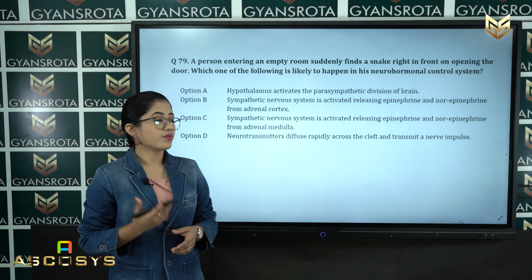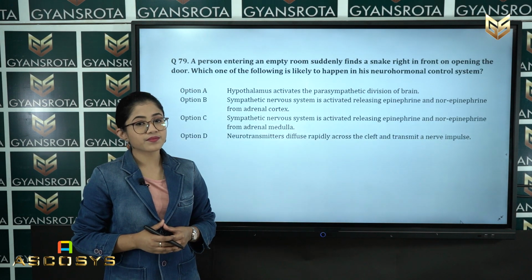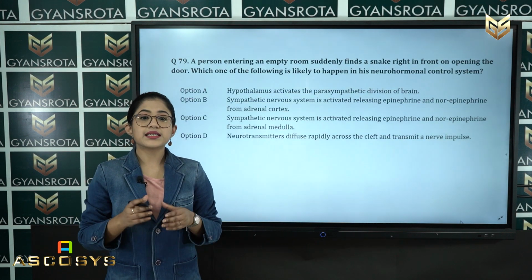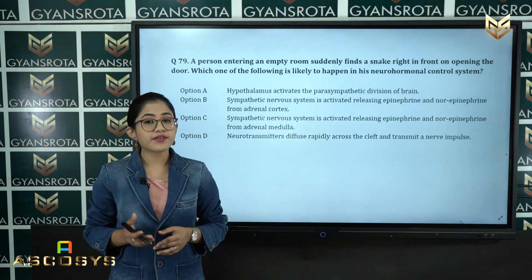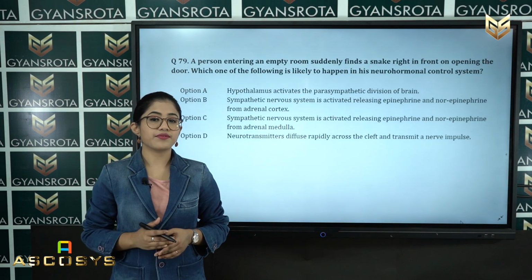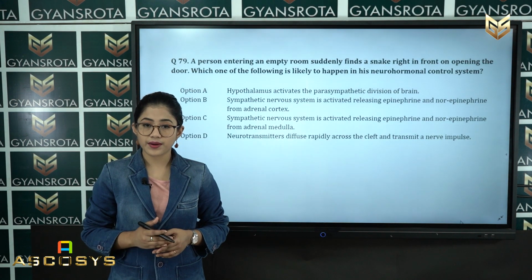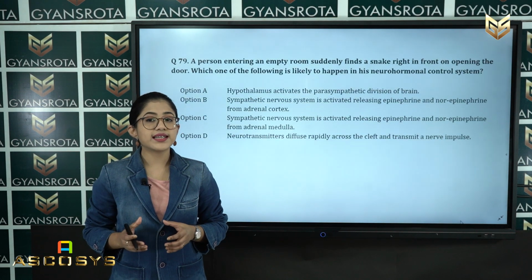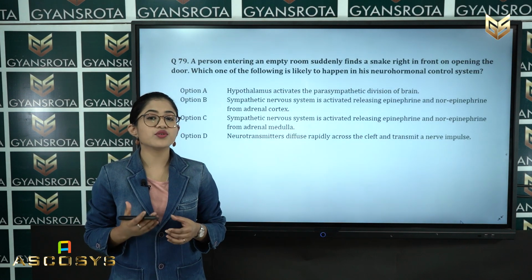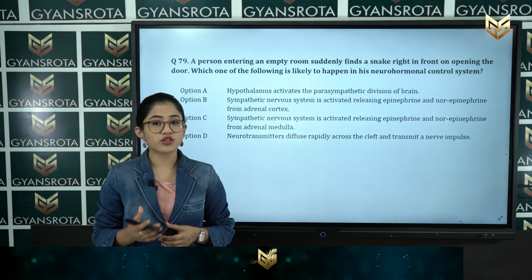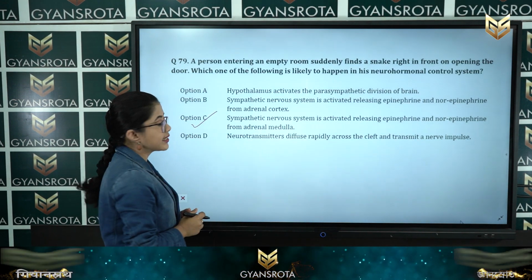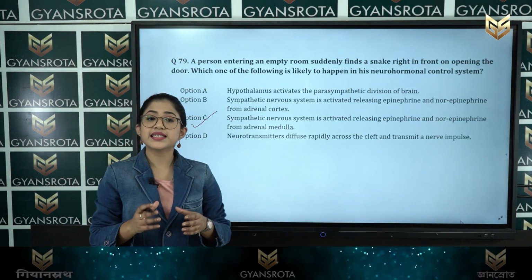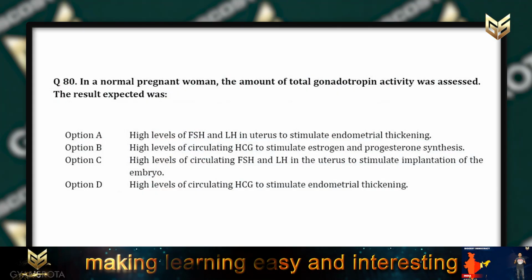Student, what is the correct answer among this? The correct answer is sympathetic nervous system is activated releasing epinephrine and norepinephrine from adrenal medulla. They are released when there is any emergency situation, right? So, that is the stress hormone. So, from these 4 options, option number C is the correct one. Now, let us see the next question, that is question number 80.